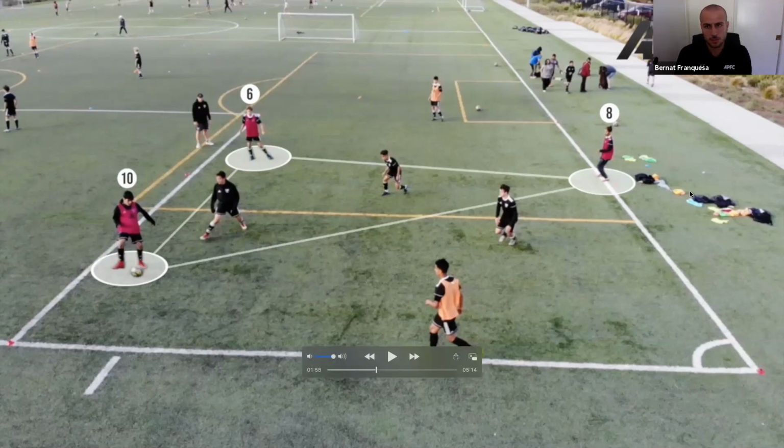Important things: always the 10 and the 8 playing in diagonal to each other, one comes close and one goes up. If this player is facing that side, this one should be in the same line with the teammate.